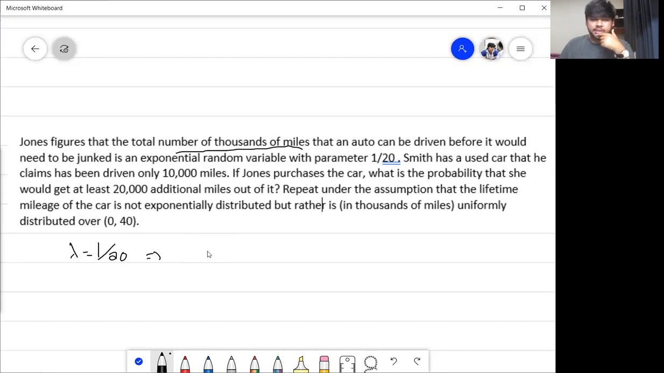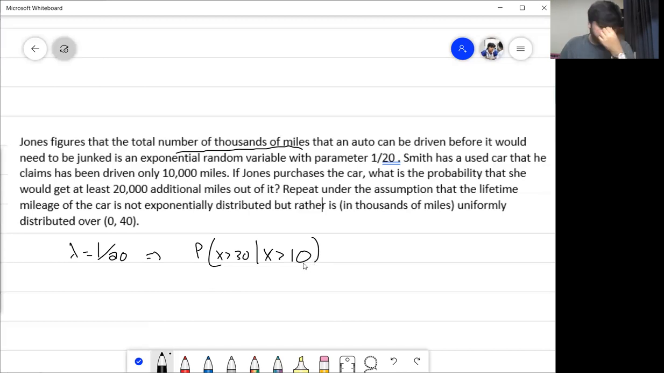Knowing that, it's in thousands of miles, given that it's been driven only 10,000 miles, which implies given that x is greater than 10. Okay, so this is what they're saying. This is the given condition, and now they're saying an additional 20,000 miles. Additional 20,000 miles would imply 20,000 plus 10,000, that's 30,000. So x is greater than 30, right?